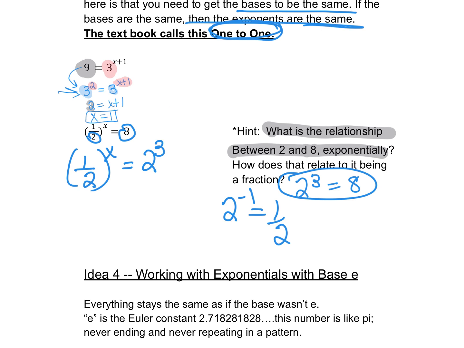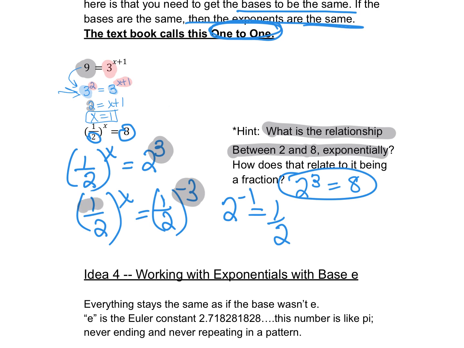Well, I still don't have matching bases, right? Because I have a half and I've got a 2. However, I can say 1/2 to the x equals 1/2 to the negative 3, right? Because going from a positive exponent to a negative exponent just flips to the reciprocal, which means now I have the same base. So I've got a half and a half, which means that x equals negative 3.